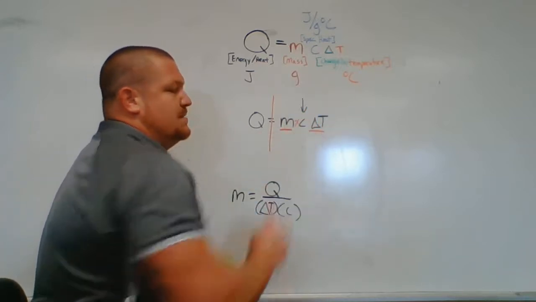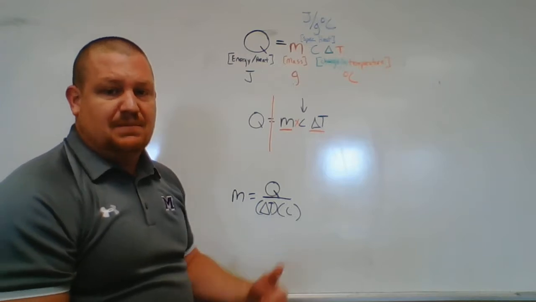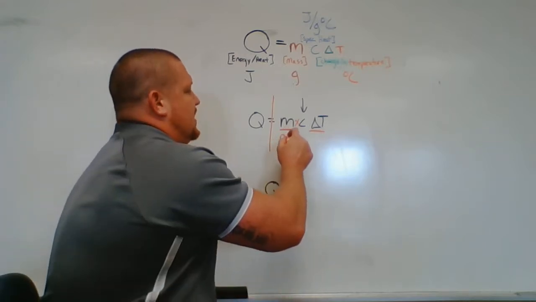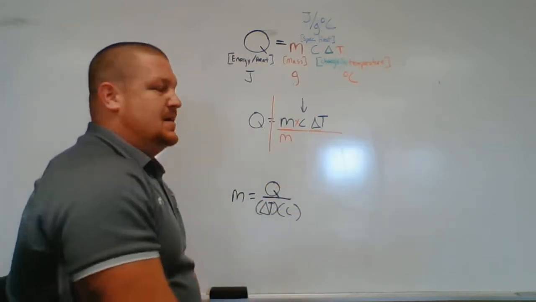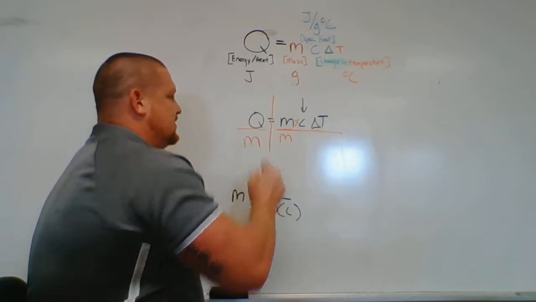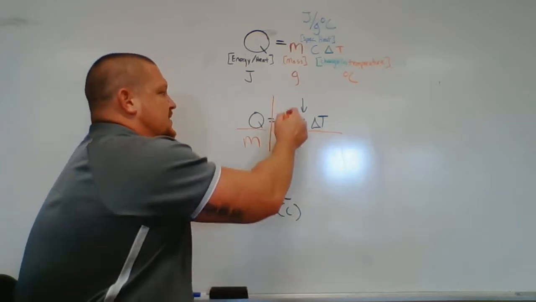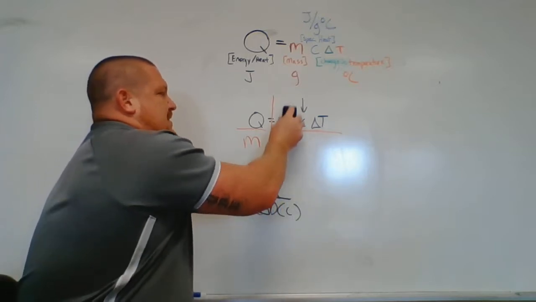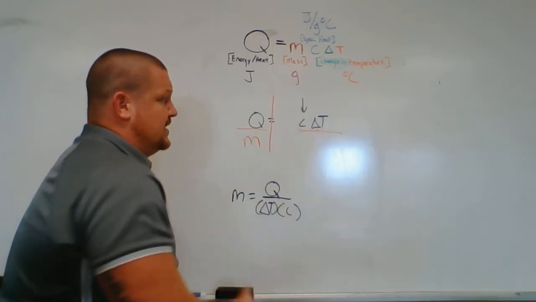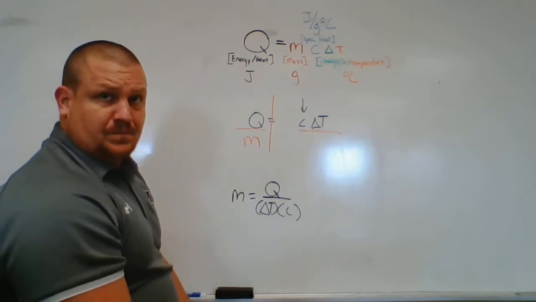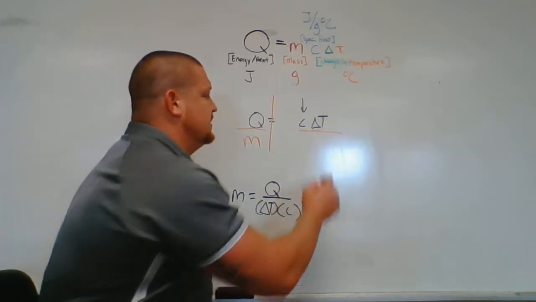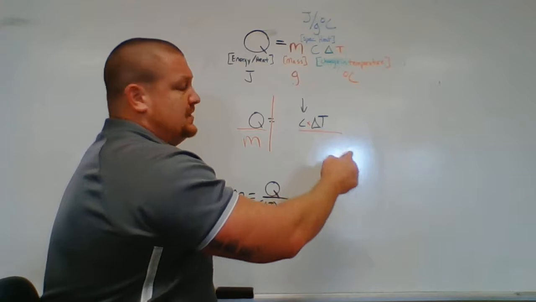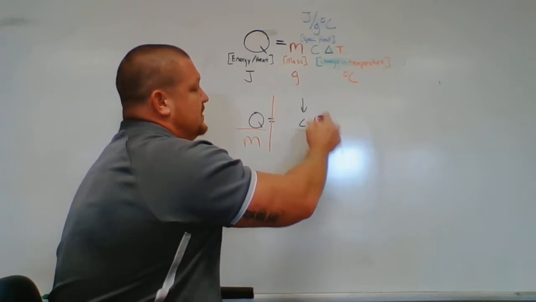So here we have M times C. I'm going to do the opposite of that, which is I'm going to divide this entire side by M. And I'm going to do the same thing to this entire side over here. I'm going to divide it by M. This cancels the M. When I say cancel, we can basically say it's gone. Now C is still there. So we need to move the change of temperature. Again, this is C times change of temperature, so we're going to divide by the change of temperature.